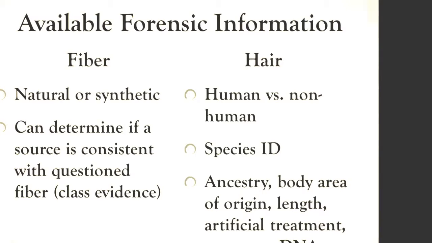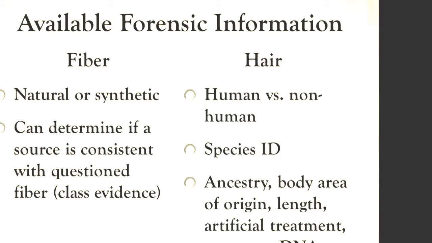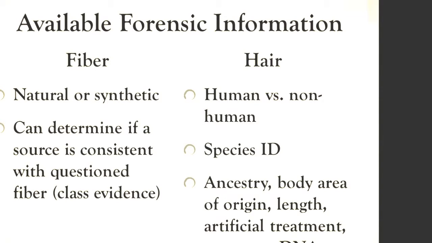With hair evidence, the first thing a forensic scientist will determine is whether or not the hair is human. If it is not human, the hair's cuticle pattern can be used to identify the species. If the hair does belong to a human, you can assess ancestry, where the hair came from on the body, the length of the person's hair, and whether or not it was treated with hair dye.